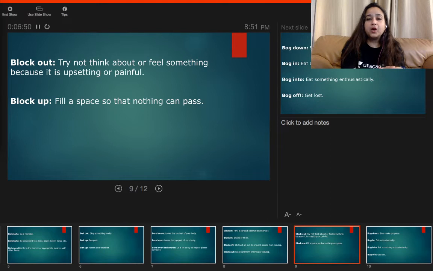Then block up. Block up basically is to fill up a place so that nothing can pass. So just block up the entrance. Block up the entrance means near the door, put a lot of stuff so that nobody can open it or pass. Okay.